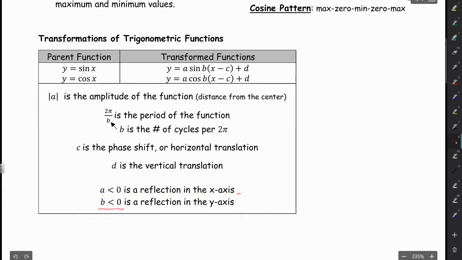A less than 0 is a reflection in the x-axis, and we've already looked at that. We haven't talked about this yet, though. B less than 0, so if we have a negative in front of the b, that's going to mean a reflection in the y-axis.